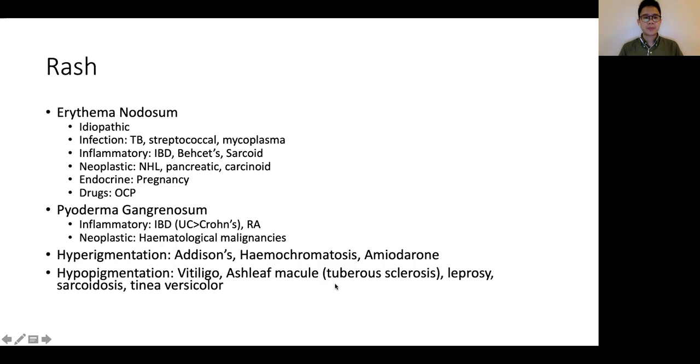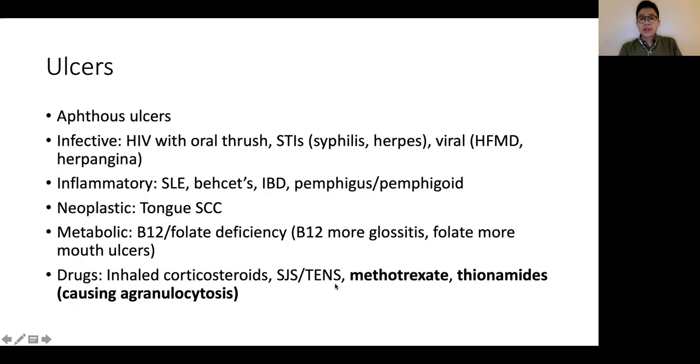So finally, we talk about ulcers. Ulcers are most commonly due to aphthous ulcers that can happen to any patient without an underlying disorder, but it's important to then look for other secondary causes. So infective causes, importantly, would be some of the STIs like syphilis, herpes, viral infections like hand, foot, mouth disease and herpangina, and HIV can cause oral ulcers, sometimes accompanying oral thrush too.